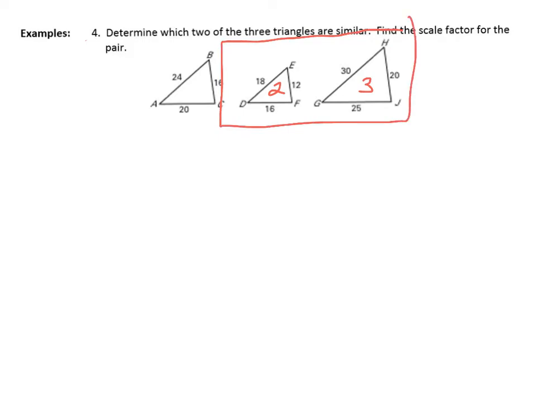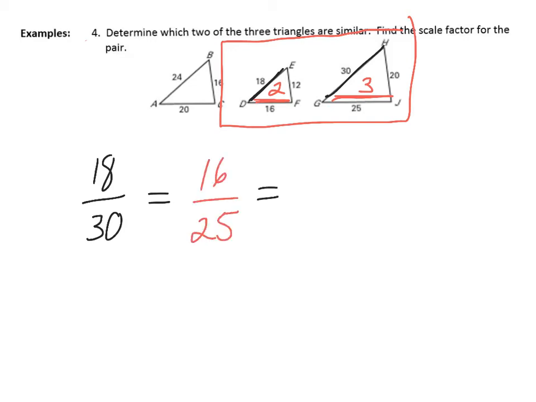So first, two sides I'll focus on, we'll go with the 18 and the 30. I'll set up my ratio for that, 18 over 30. I want to check to see, is that going to be equal to 16 over 25? And is that going to be equal to my third sides, 12 over 20?